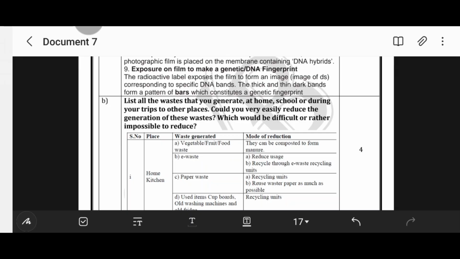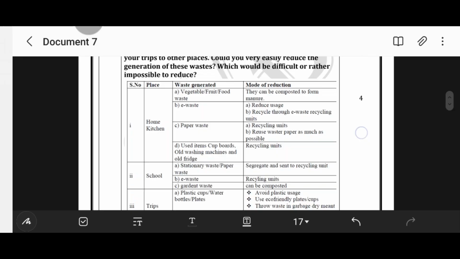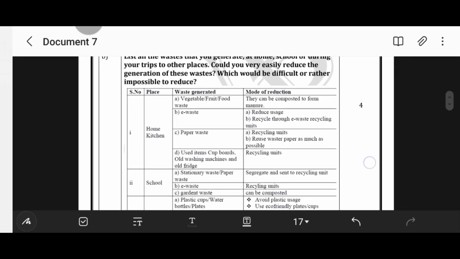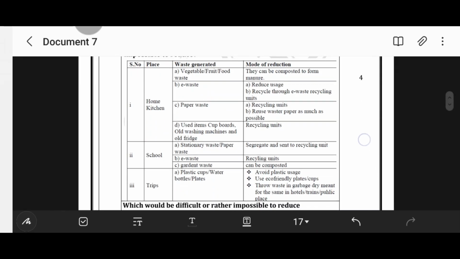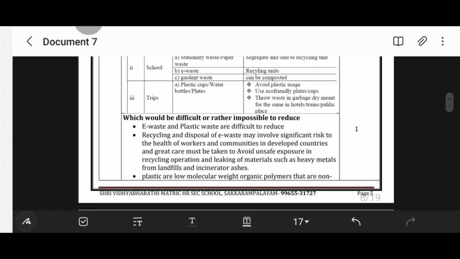Last question, 21B: list all the waste that you generate at home, school, during your trips and other places. Could you very easily reduce the generation of this waste? At home there is vegetable waste, paper waste and so on. We have to discuss the mode of reduction. The last subdivision asks which waste is difficult or rather impossible to reduce. E-waste and plastic waste are difficult to reduce. Some remedies are discussed in the points.